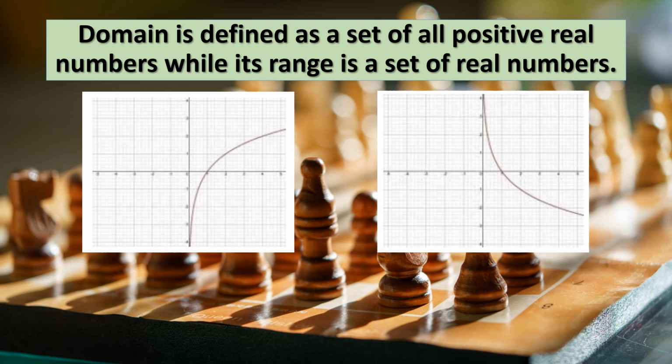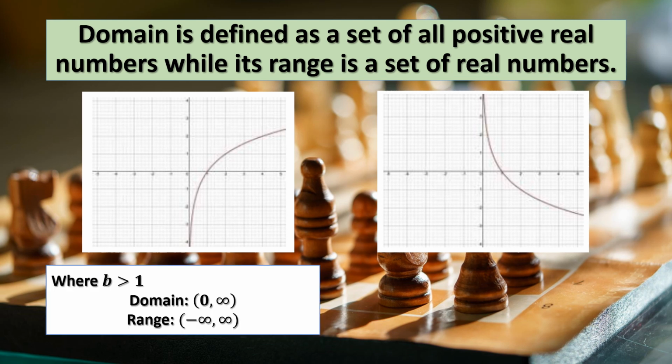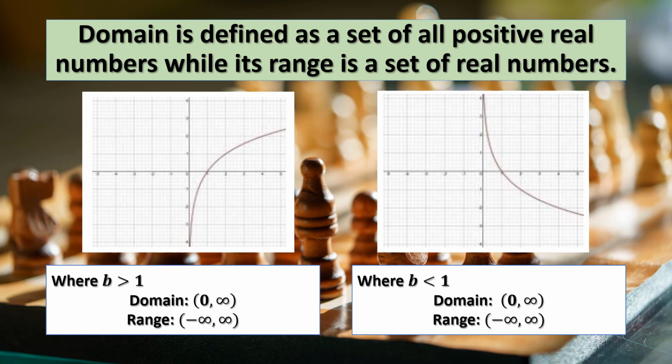Okay, so let's have this. Domain is defined as a set of all positive real numbers, while its range is a set of real numbers. So, where b is greater than 1, ang domain natin is 0 to positive infinity, and the range is negative infinity to positive infinity. And for b less than 1, the domain is still 0 to positive infinity, and the range is still negative infinity to positive infinity. Kasi diba, the domain daw is a set of all positive real numbers. So it starts with 0 to positive infinity, and the range is a set of real numbers. So kahit siya negative, pwede siyang maging range. Okay?